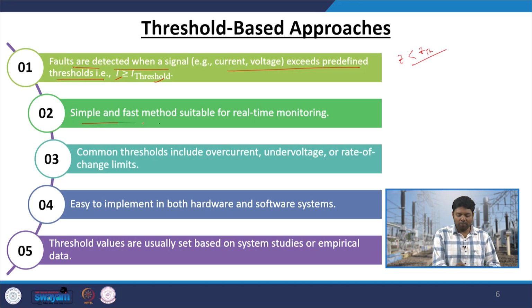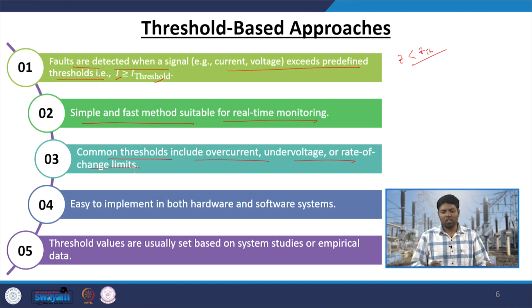It is a simple and fast method suitable for real time monitoring. So, it is very fast, you just detect the current, you see that it is more than the threshold and you just immediately trip off your circuit. Common thresholds include overcurrent, undervoltage or rate of change limits. So, depending upon that, which relay you are operating.